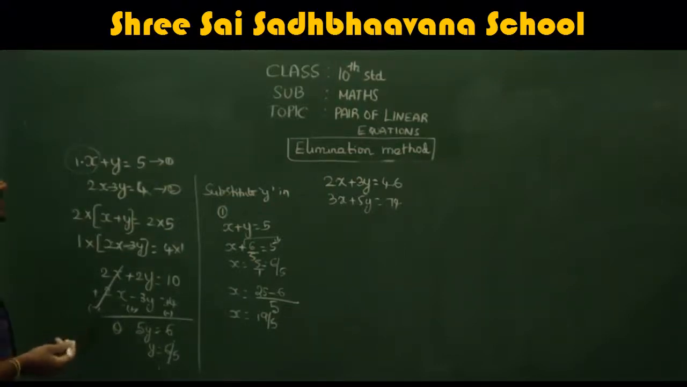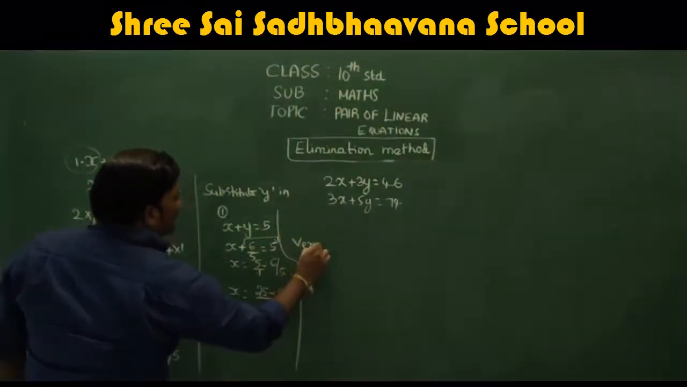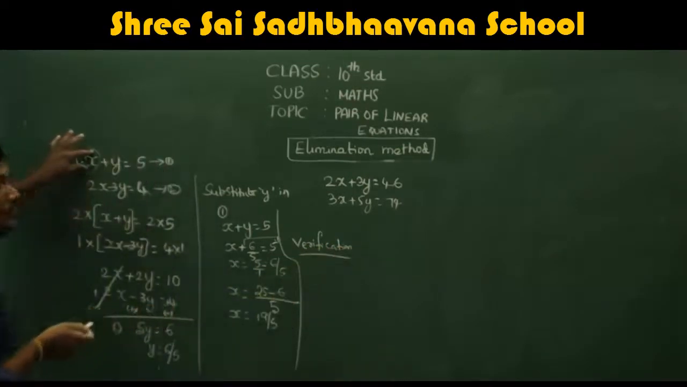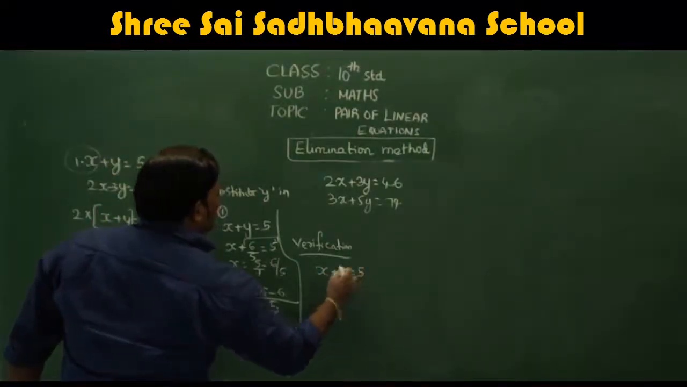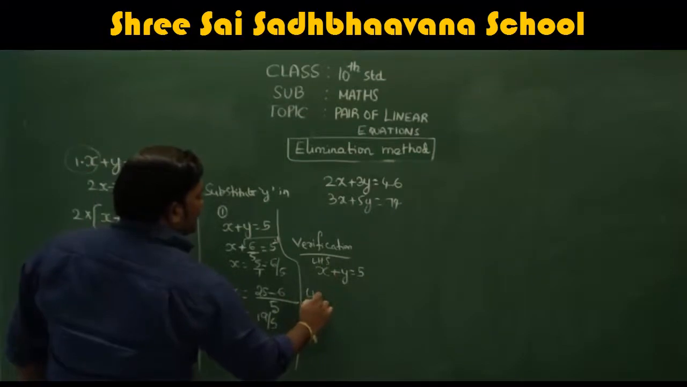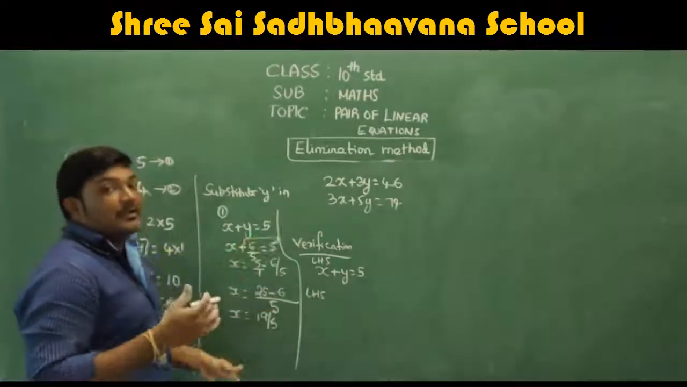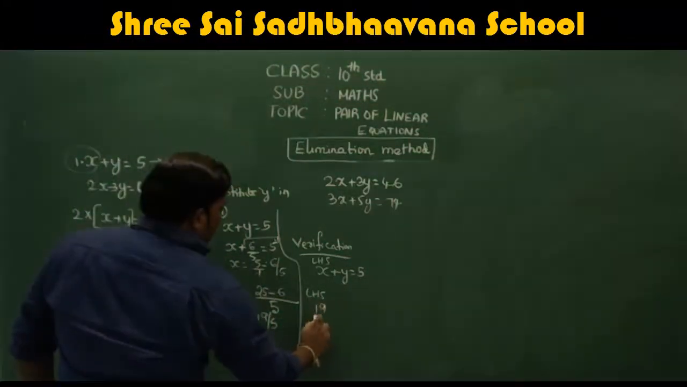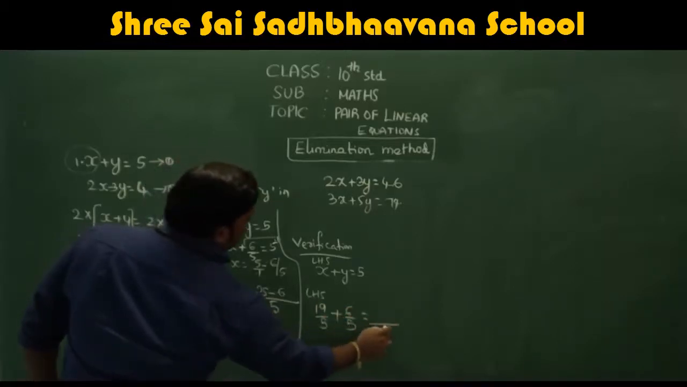So here also you can do verification. Verification is again optional. If you do it, you will come to know whether the answer is correct or not. For verification also I will go with the easiest one: x plus y is equal to 5. Remember, whenever you do verification, you have to take the LHS and prove that LHS is equal to RHS. So LHS is what? x is 19 by 5 and y is 6 by 5. Both the bases are the same, so there is no need to take the LCM.